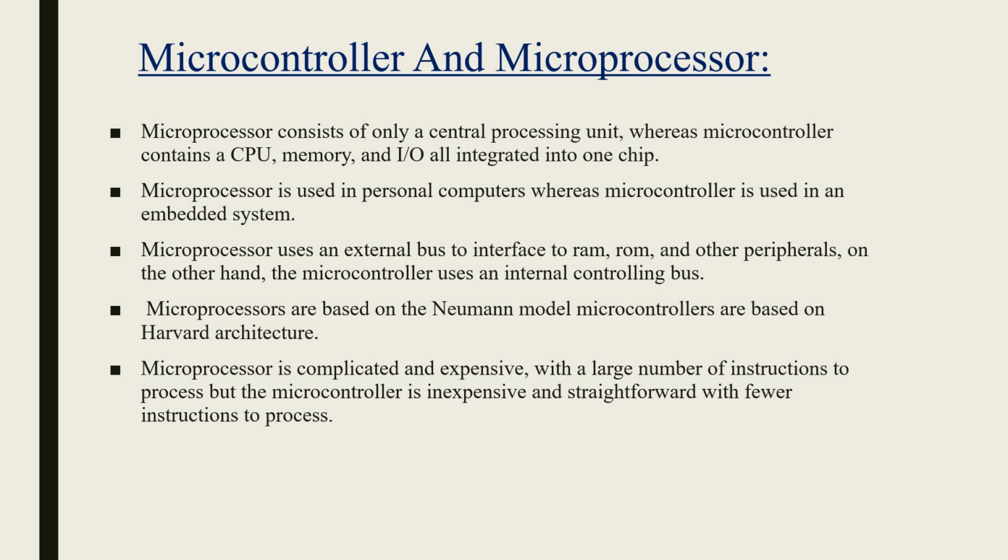Microprocessors are based on the Von Neumann model. Microcontrollers are based on Harvard architecture. A microprocessor is complicated and expensive with a large number of instructions to process, but a microcontroller is inexpensive and straightforward with fewer instructions to process.